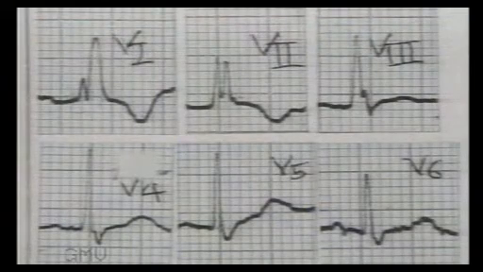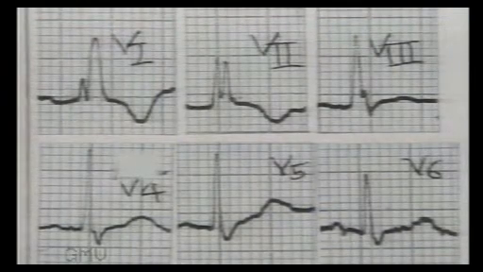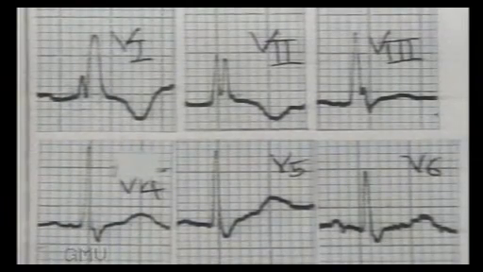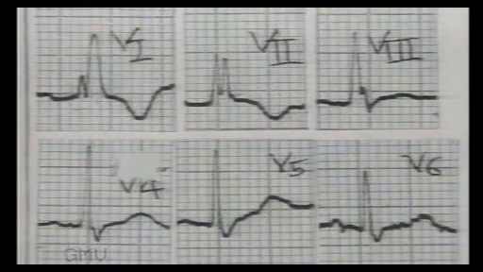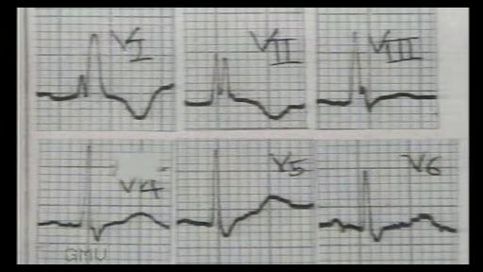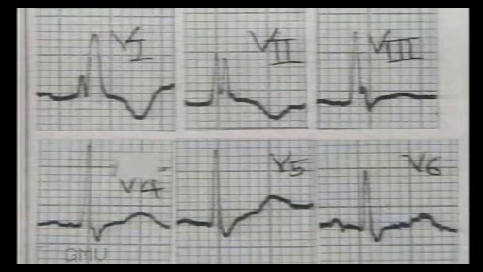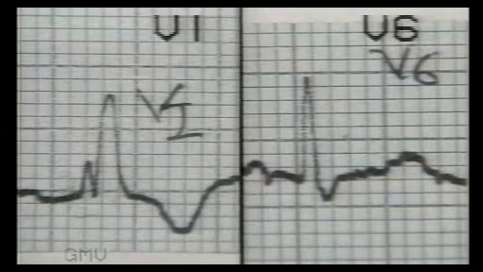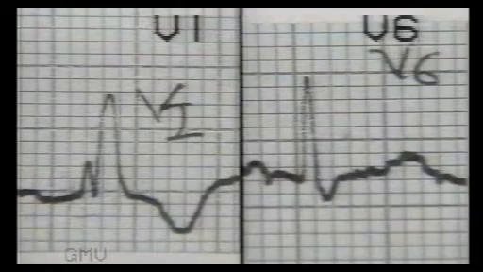Note again the rabbit ears in V1 and wide S wave in V6. This is another ECG of right bundle branch block. Note the RSR' pattern in V1, typical rabbit ears in V2, and shallow but wide S wave in V5 and V6, that is right bundle branch block. Note in close-up view RSR' in V1 and wide S wave in V6.